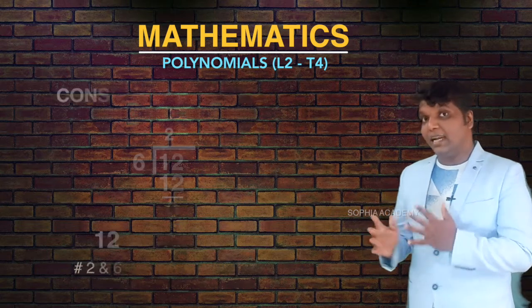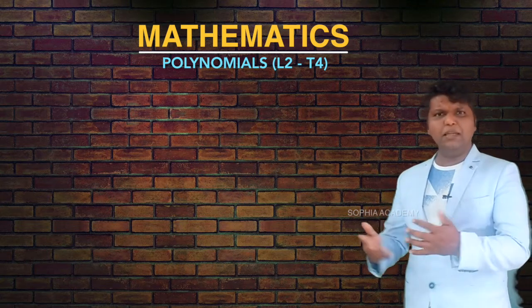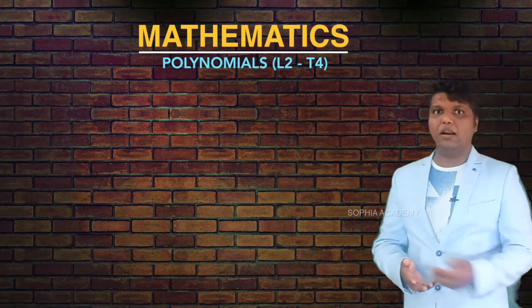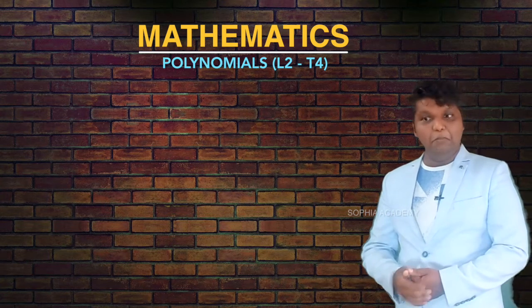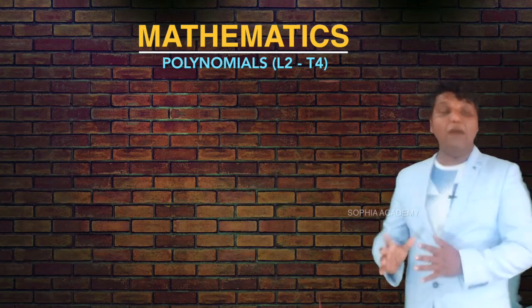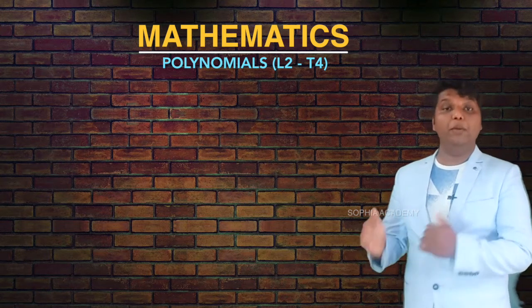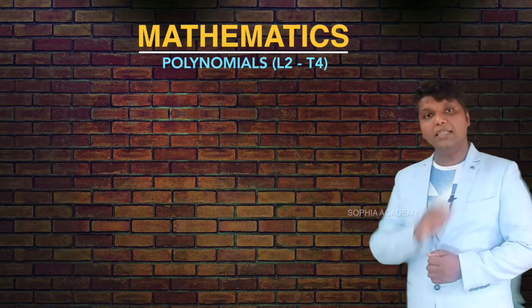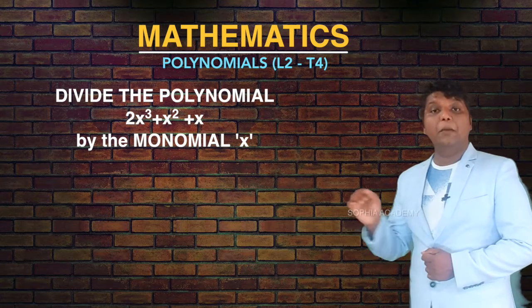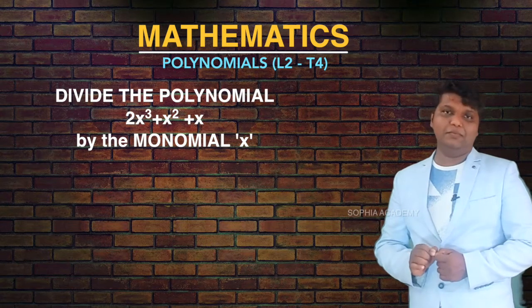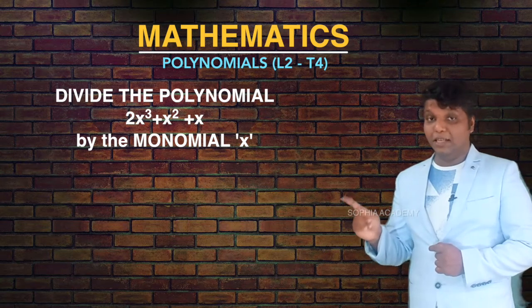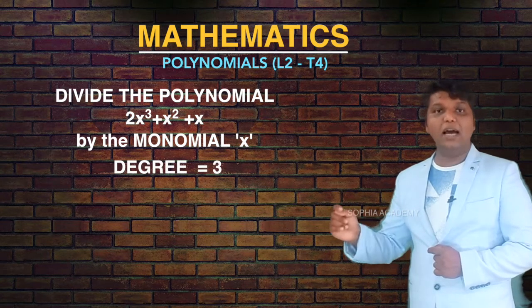Now let us consider a polynomial. We were simply taking two numbers and dividing, which we studied in our smaller classes and you are very familiar with. But in this chapter, as we are studying polynomials, we must learn how to divide a polynomial by another polynomial. For that, let me take an example. Here it goes: 2x cube plus x square plus x. It is a polynomial in x. What is the degree of this polynomial? The degree is 3, because the highest power is 3.